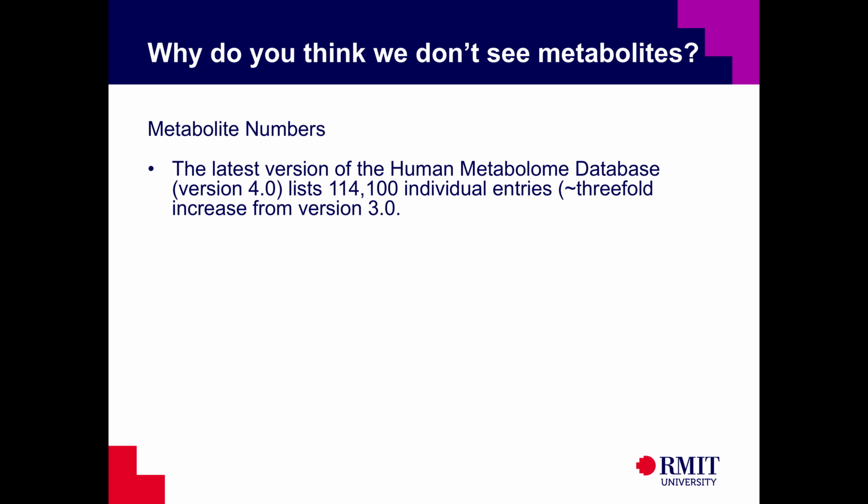Okay, so if we look at the Human Metabolome Database, which David Wishart's group at the University of Alberta came up with, it's now on the 4th version. This one's had a lot of computational input, and it has 114,100 individual entries. And this is about a threefold increase from version 3.0, which had, I think, about 40 or 60,000 or so compounds in it.